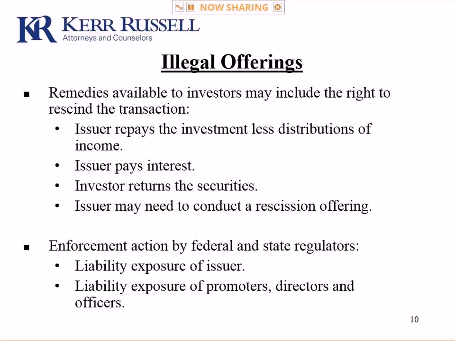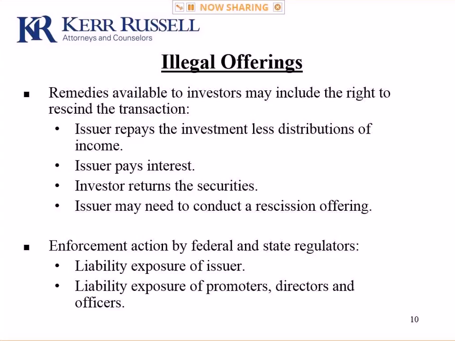There are various remedies that are available to investors in those situations, and that includes a right of rescission. If an investor does have a valid rescission remedy, then the company repays the amount invested less any amounts of income. So, for example, dividends that may have been paid. The issuer has to pay interest relating back to the time that the investment was made. The investor has to return the securities, and all of this may very well need to be disclosed in offering documents to the investor, giving them the opportunity to make an informed decision whether to rescind or not.